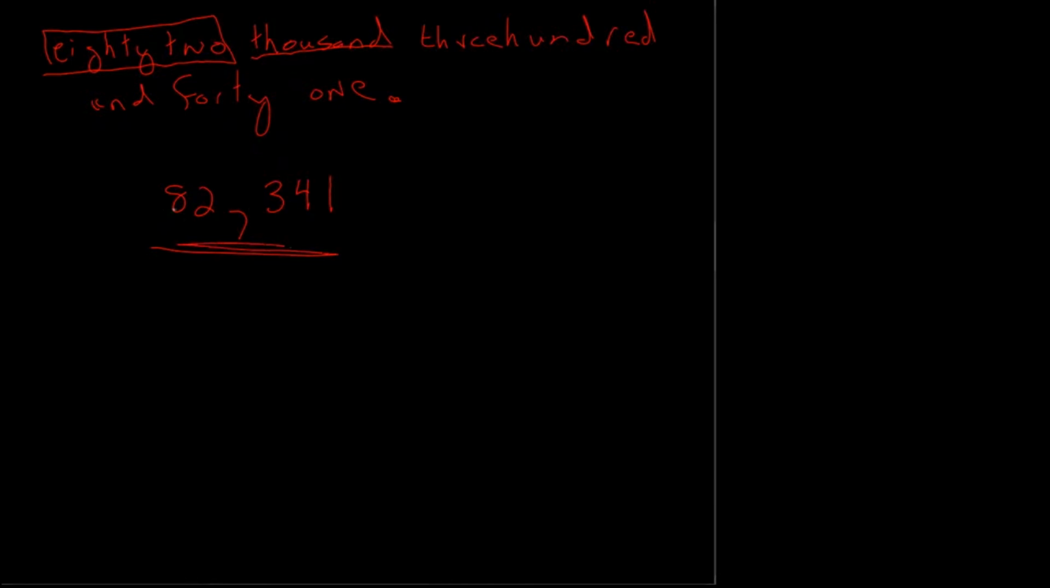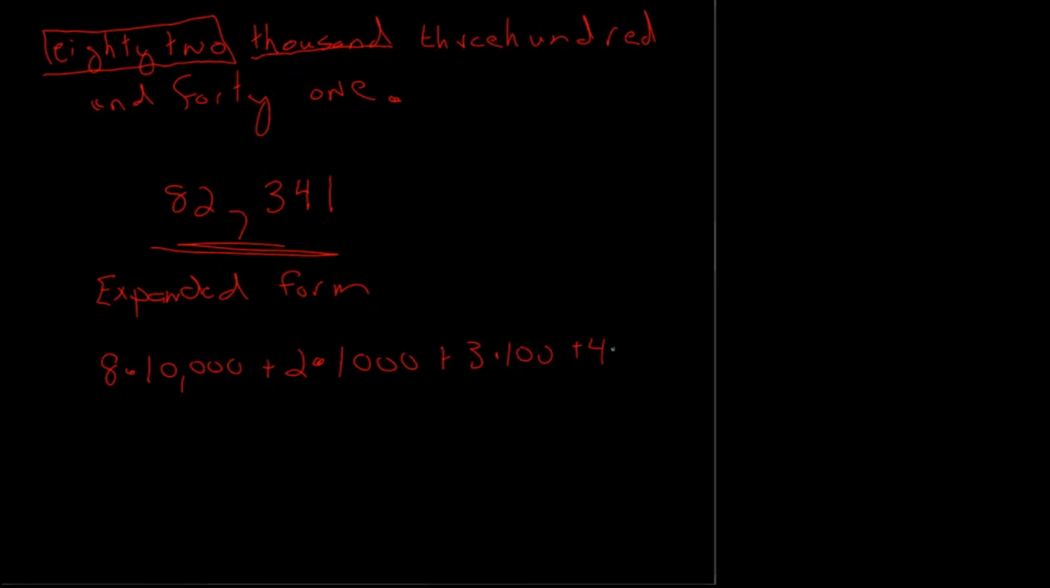And I could turn this into expanded form also, right? So an expanded form, and it's 8 times 10,000 plus 2 times 1,000 plus 3 times 100 plus 4 times 10 plus 1. Or if we wanted to be really fancy, I could write everything in the exponent terms, counting up my zeros.